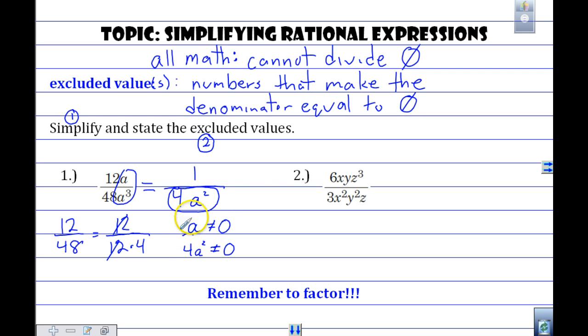So that's the answer for part 2. That's the excluded value. What number makes the denominator 0?